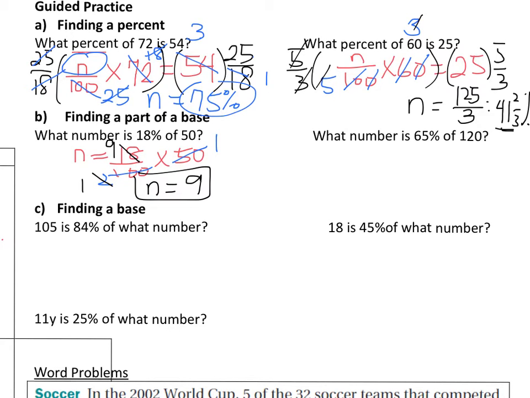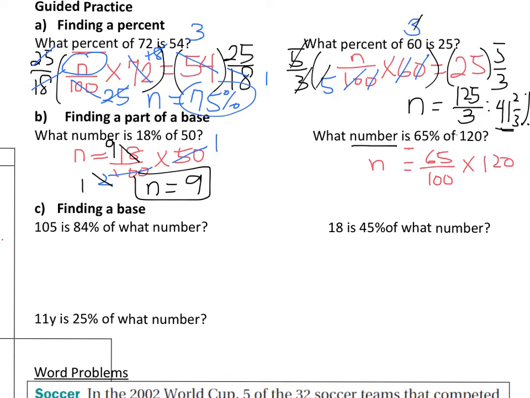Let's take a look at the second problem. What number is 65% of 120? N equals 65 over 100 times 120. Okay, remember, is your equal sign, of is your multiplication sign.